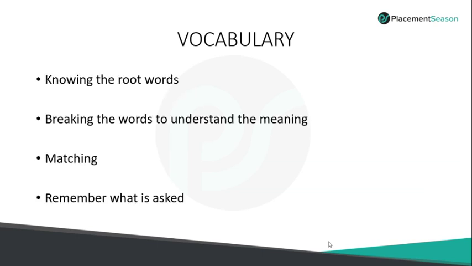So, how to remember vocabulary? Number one, you should be able to know the root words. Number two, you have to break the word to guess or anticipate the meaning and then get a grip on it. And matching the word with the rest of the sentence will help you in context-based vocabulary.